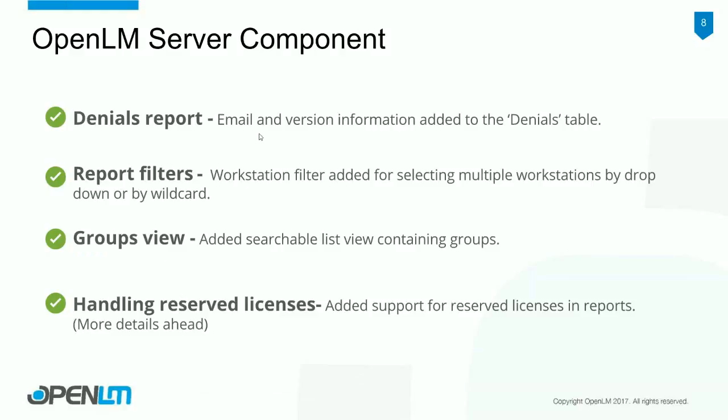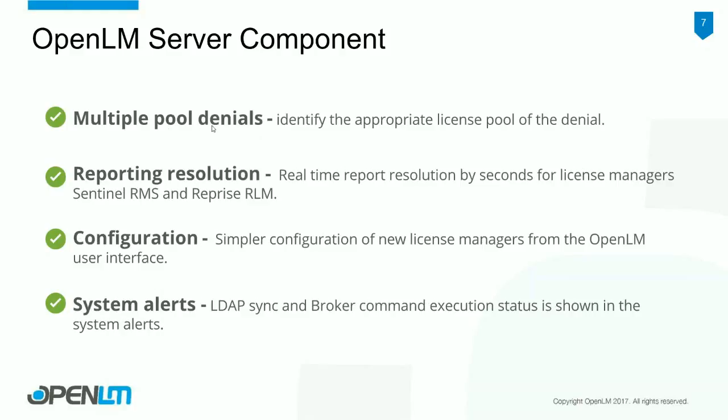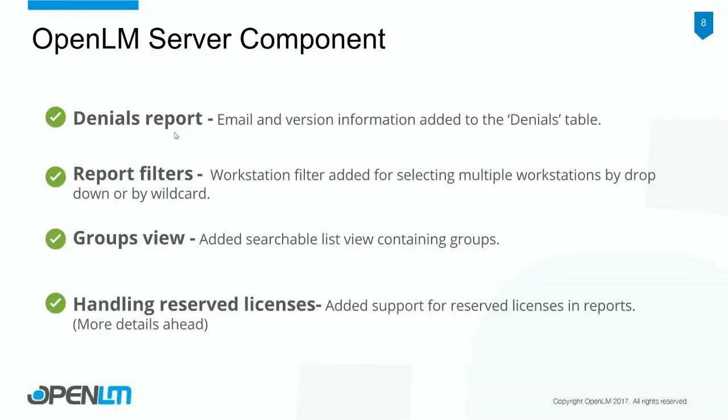For the denials report, we've added, as we said, multiple pool denials, but also now we have two new columns in the denials table, which are email and version information, which were not there before.